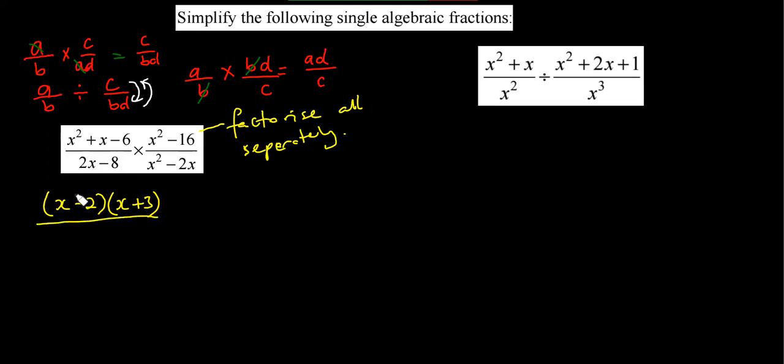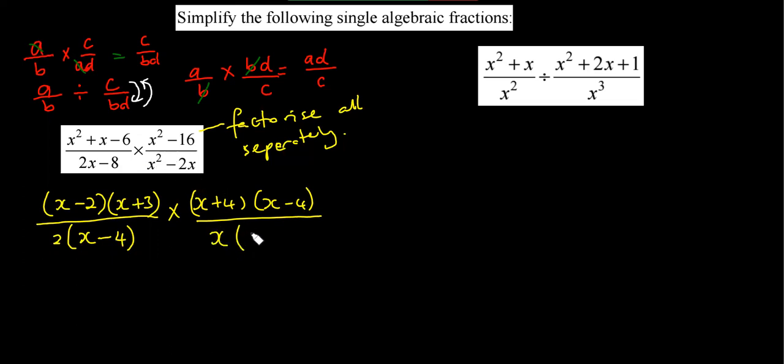Then we say over. Here, we are going to factorize 2 outside, then you're left with x minus 4. Then times, when it's multiplication, there's nothing to worry about. Here, we need to check this difference of 2 squares, so it's going to be x plus 4, x minus 4, over. Then here, we have x squared minus 2x, so you factor out x, then you get x minus 2.